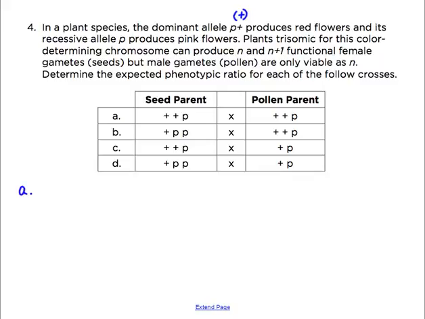The seed parent, as they tell you, can make viable gametes that are either N, which has only one chromosome, or N+1, which has two chromosomes for this color-determining chromosome. So let's look at the seed parent and what gametes they can make first. So obviously they can make gametes that have only N or one of these three chromosomes. So it could be a plus gamete, another plus gamete, and a P gamete. And the reason why I'm drawing plus twice, even though they give the same phenotype, they are distinctly different chromosomes, so we're going to have to include them in the probability.